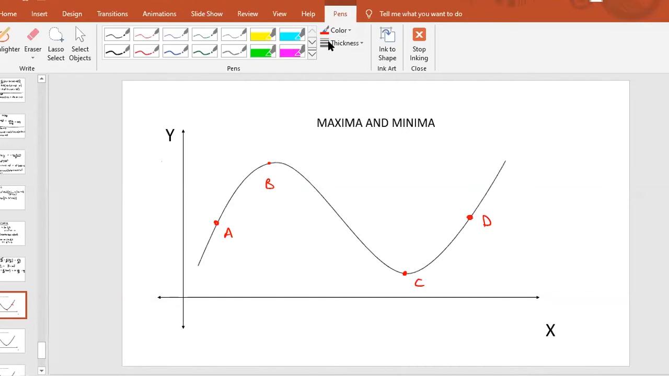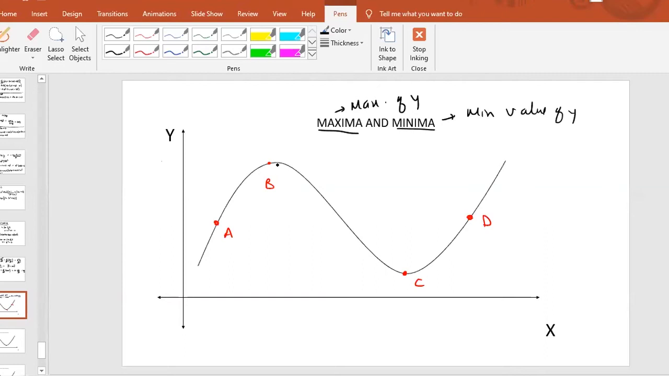The maxima and minima says that in the graph of y versus x, which point is having the maximum value and which is having the minimum value. Maximum means the maximum value of y when y is a function of x, and minimum means the minimum value of y when y is a function of x. Now just carefully look at this graph.